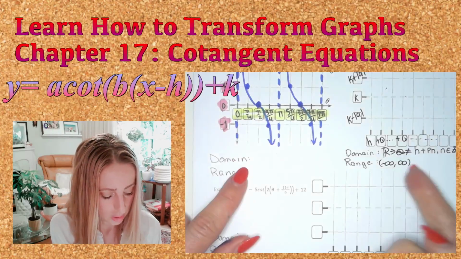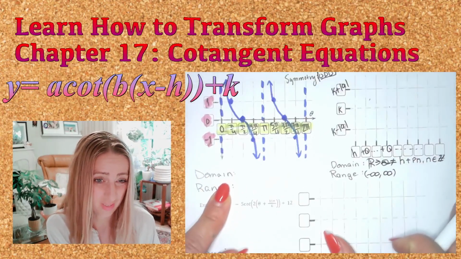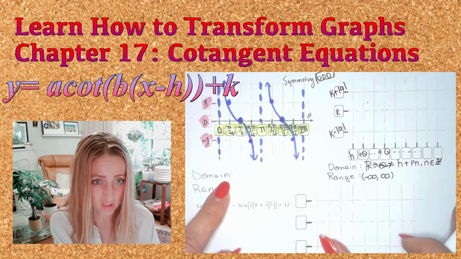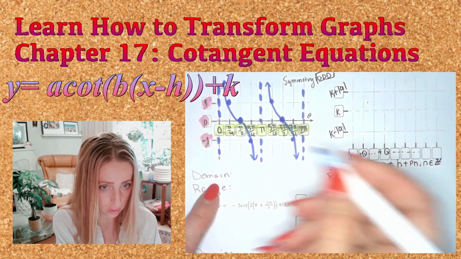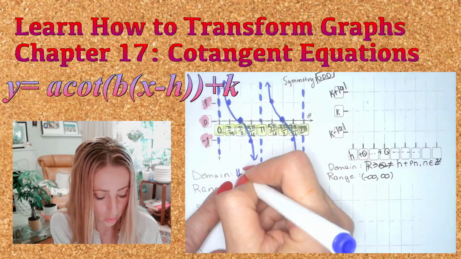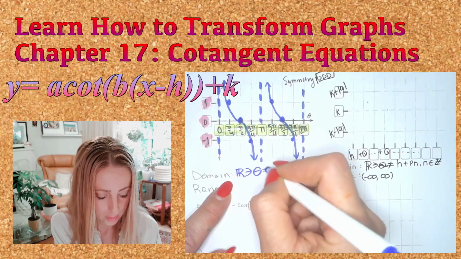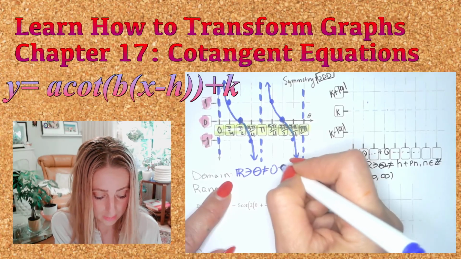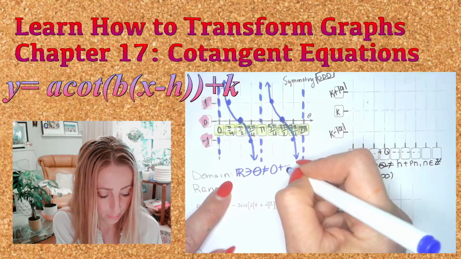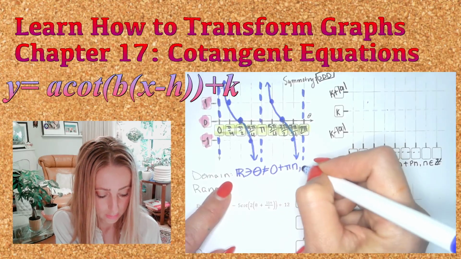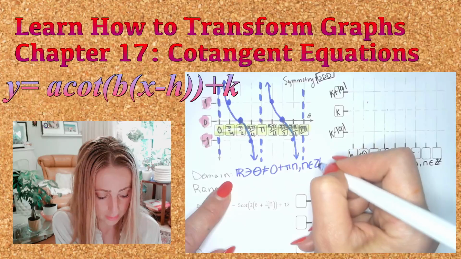Domain and range, I already did it on this graph, and this one's already entirely filled out. I'm not doing it again, so if you need to write it down, you can do that on your time. Domain is all real numbers such that theta does not equal, in this case, 0 plus, how far apart are they? Pi n, comma, n is an element in the set of integers.